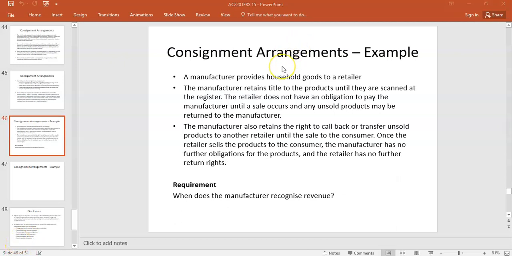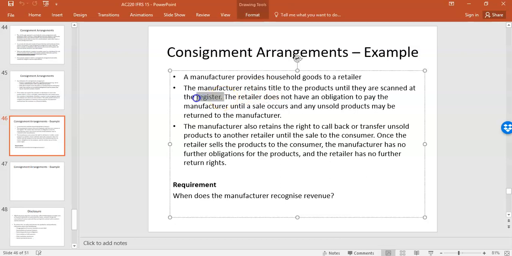So a manufacturer provides household goods to a retailer. The manufacturer retains title until they are scanned at the register. And the retailer does not have an obligation to pay until a sale occurs and any unsold products may be returned. So this could be, for example, take basically one toilet roll. So toilet roll manufacturer, they can give it to SuperValu, but the toilet roll manufacturer retains the title until they're sold at the register. So what that means is the supermarket doesn't have to pay until they sell it on, and anything they don't sell on, they can return to the manufacturer and they don't have any obligation.